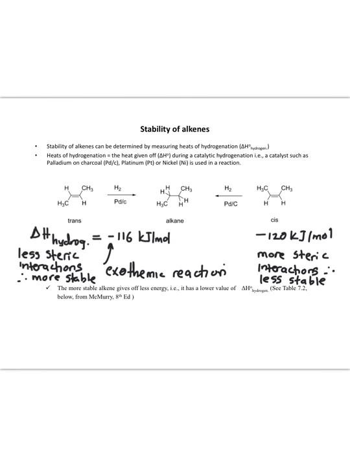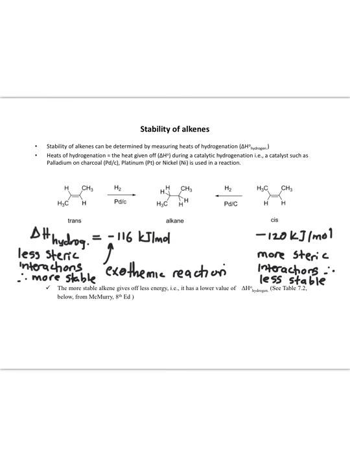So here, the key thing to consider is the more stable alkene gives off less energy. So when we say less energy, we're just looking at the value. Okay, so this is 116, this is 120. You're not looking at it as negative 116. Again, the negative just means that this is heat released, which means that the reaction is exothermic. So you're comparing 116 versus 120. So you can see that this compound releases less energy than this one here. And so this trans compound is more stable compared to the cis compound.